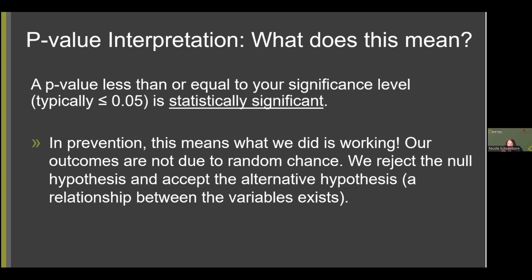So 5%. In prevention, this means that what we did is working. Our outcomes are not due to random chance, and we will reject that null hypothesis that nothing is going on and accept that alternative hypothesis. Yay, a relationship exists. So that's what it means when we have statistical significance. So hopefully that makes a little sense. It'll make more sense too once we actually show the demonstration, Christina.